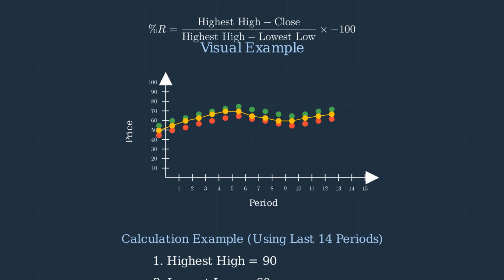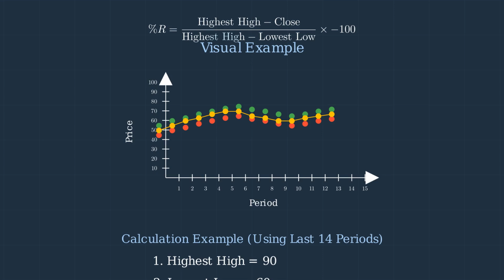The highest high 90 minus the closing price 82, divided by the highest high 90 minus the lowest low 60, multiplied by negative 100. This gives us 8 divided by 30, multiplied by negative 100, resulting in a Williams %R value of negative 26.67. The Williams %R indicator produces values ranging from 0 to negative 100. Let's see where our calculated value falls on this scale.